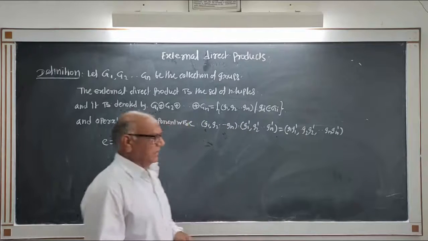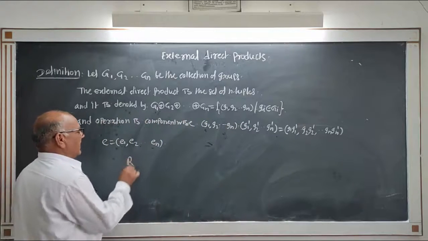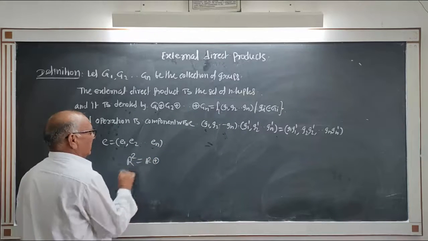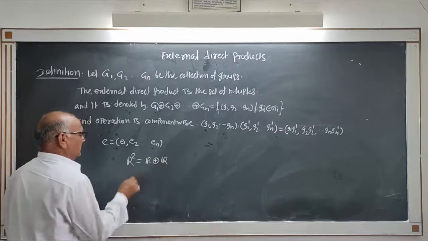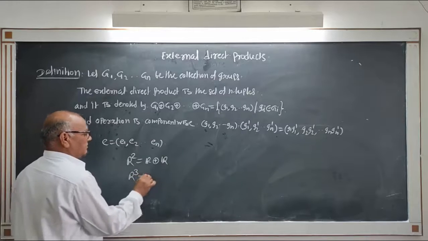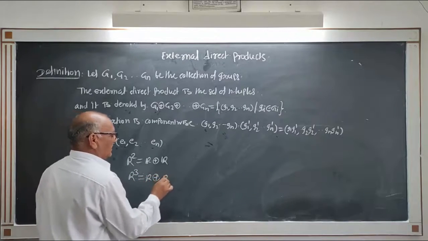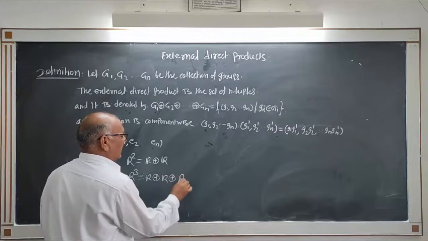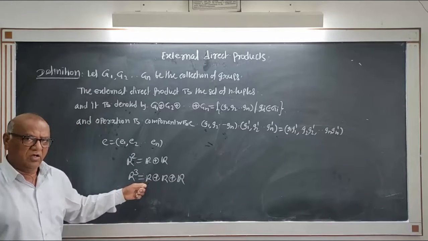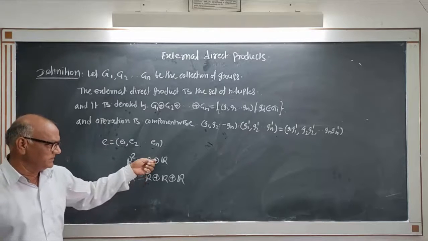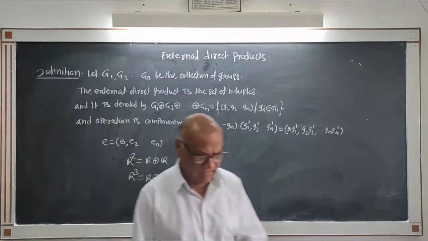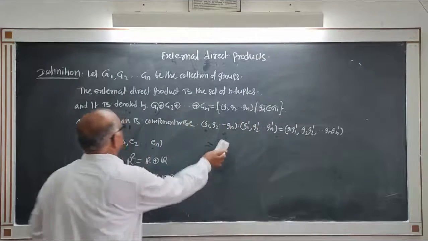Now we know here R squared is equal to R ⊕ R, and R cubed is equal to R ⊕ R ⊕ R. This is our set of ordered pairs, and this is the set of ordered triples. This is a group, also a group under addition.